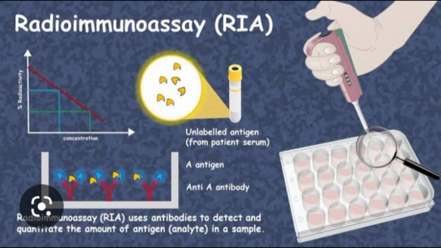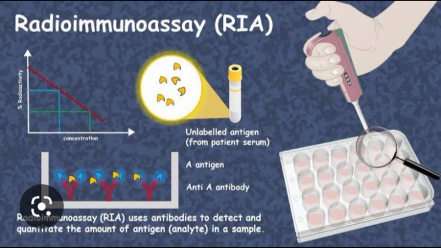Difference between RIA and ELISA. ELISA is cheaper than RIA, suitable for use even in small laboratories. It lacks the radiological hazards of RIA. Reagents have a longer shelf life compared to RIA. ELISA is equally sensitive and specific as RIA.